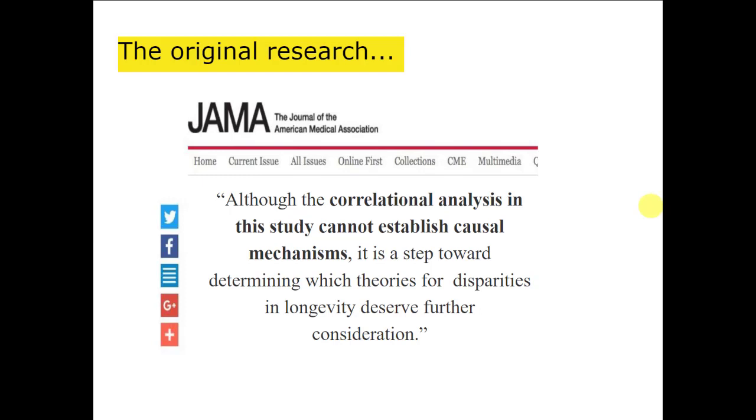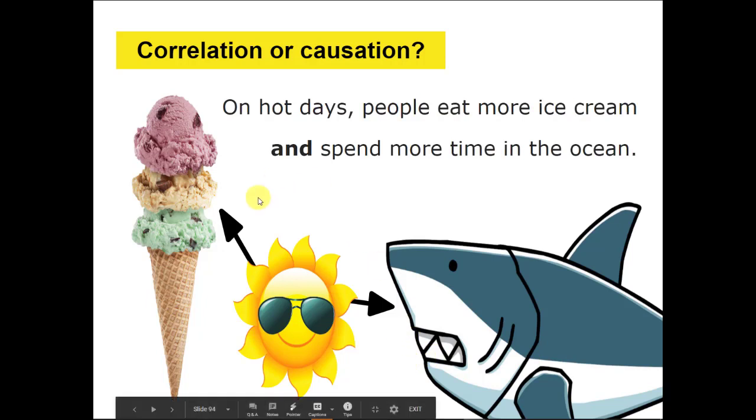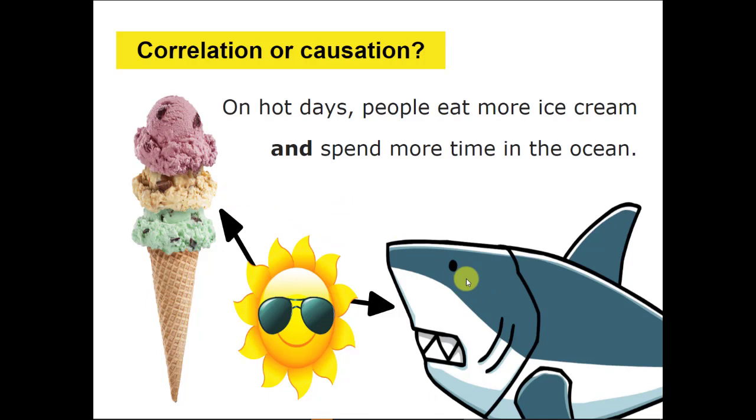And it was catchy. We want to catch the attention of a reader. But then, too, we have to be very, very careful with our words so that we don't suggest something that isn't actually happening. So back to our shark attack example. This is a spurious correlation, right? Because the ice cream isn't causing the sharks to attack, and the sharks aren't causing people to eat ice cream.